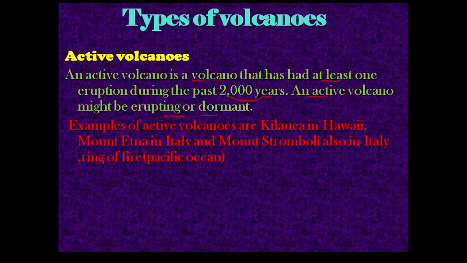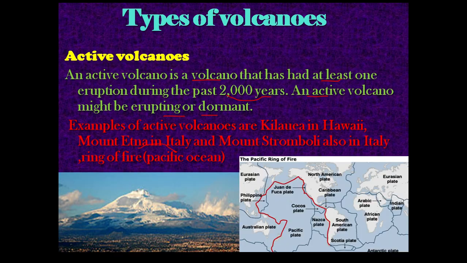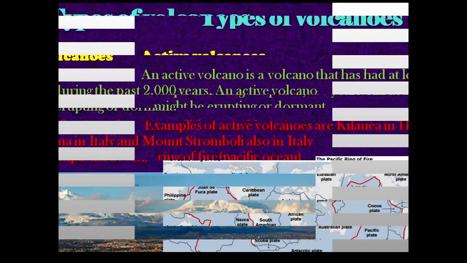Examples are Kilauea in Hawaii, Mount Etna in Italy, Mount Stromboli also in Italy, and the Ring of Fire in the Pacific Ocean. You can see Mount Etna. It is also part of the Ring of Fire. You can see the red line represents it, and it starts from here, South America, the North American plate, and it ends at the Asian and Australian plate. It is present inside the Pacific Ocean.